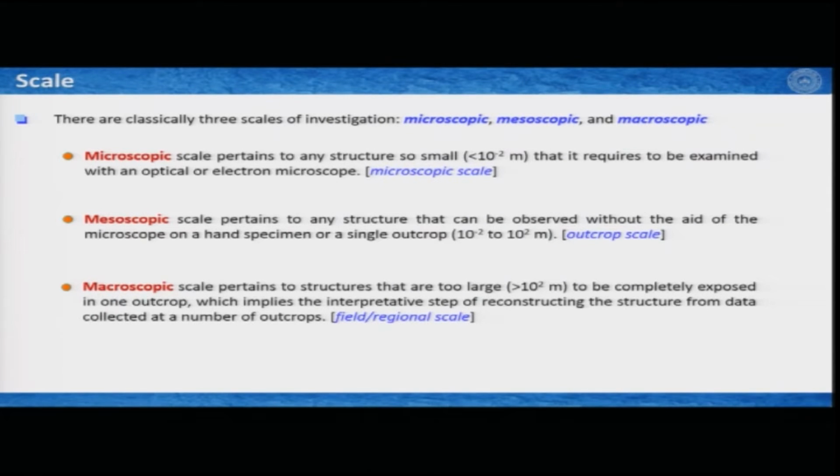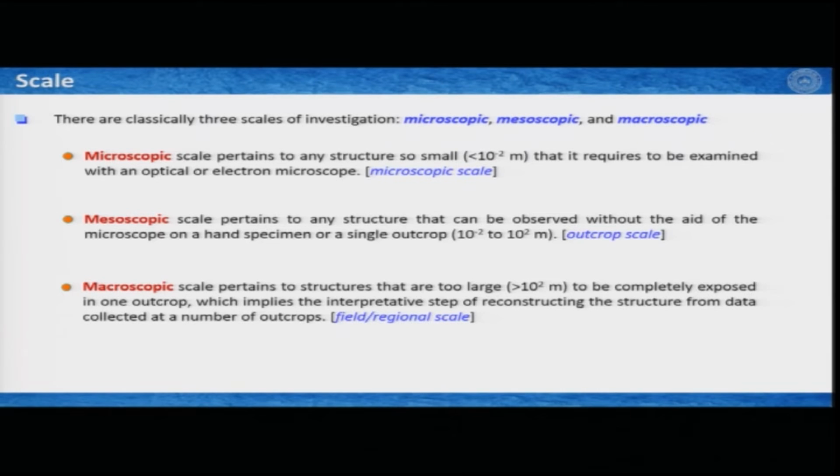For the scales, we generally cover 3 different terms: microscopic, mesoscopic, and megascopic. As the name suggests, microscopic is something that you observe under a microscope, be it an optical microscope or an electron microscope, and we call it microscopic scale.